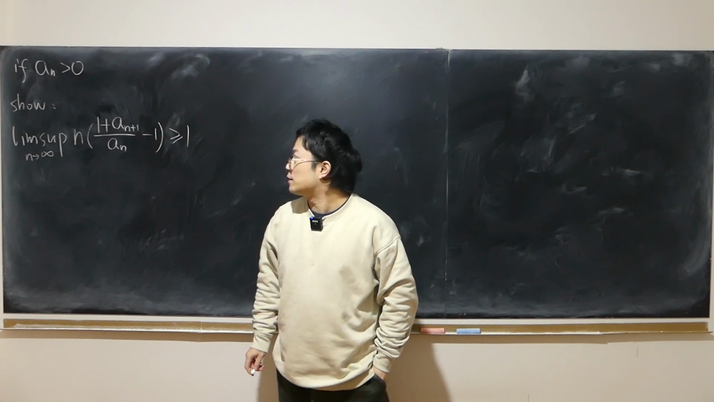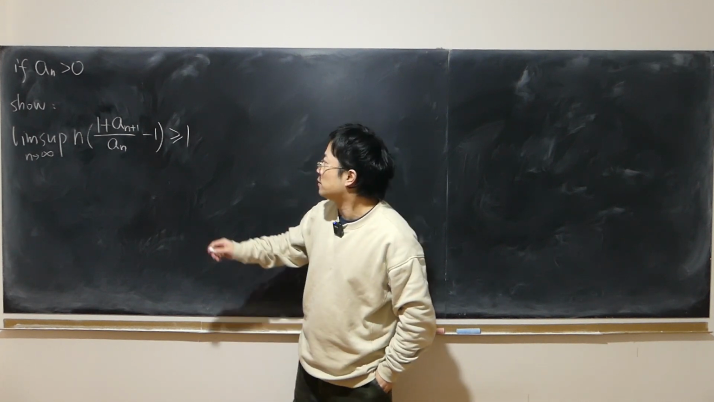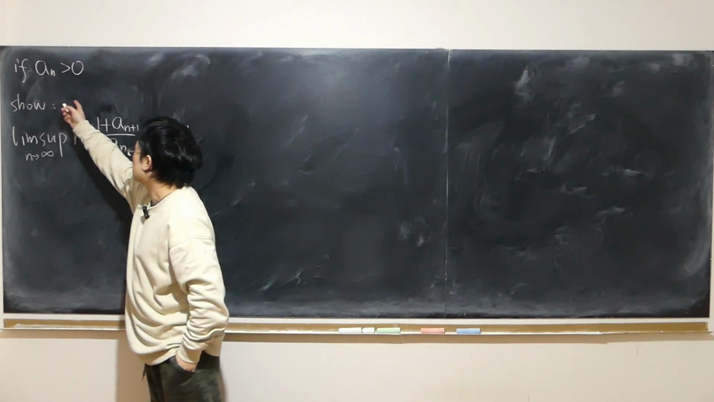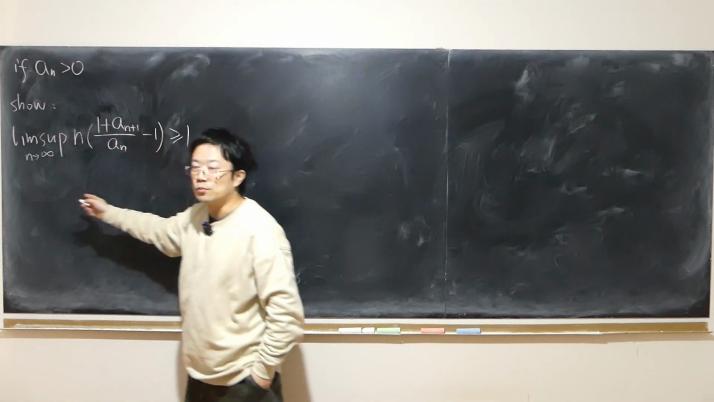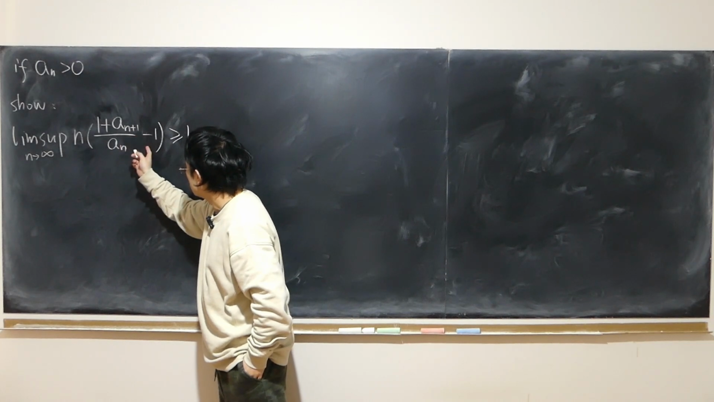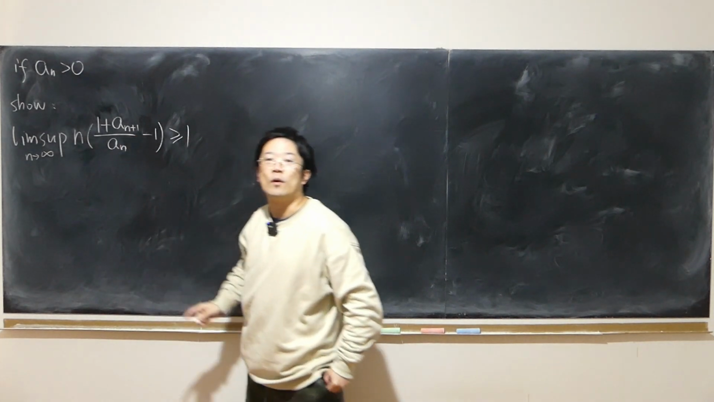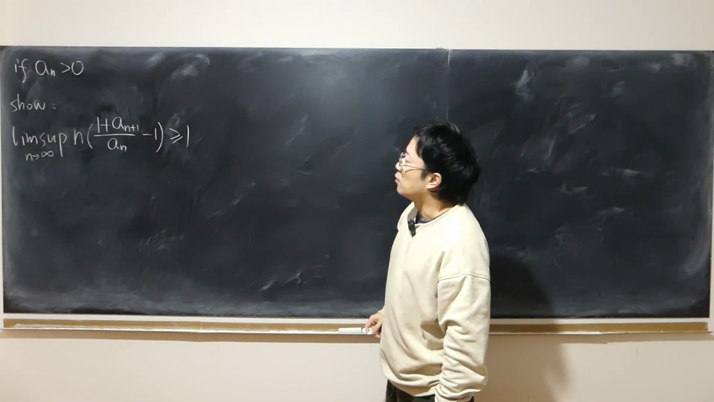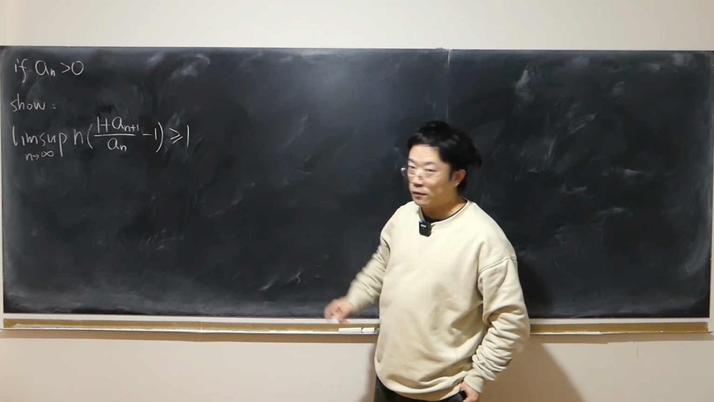We want to show that if a_n is a positive sequence, every member is positive. Show that lim_sup of n times (1 + a_{n+1})/a_n − 1 is at least 1. So again, we recall the meaning of lim_sup.